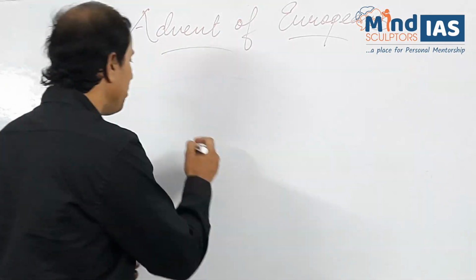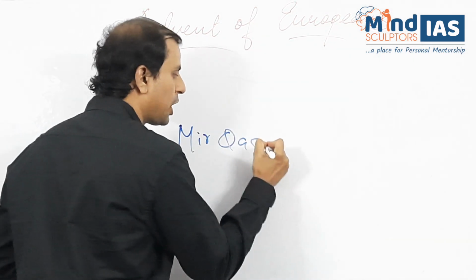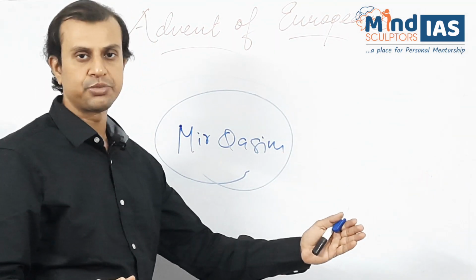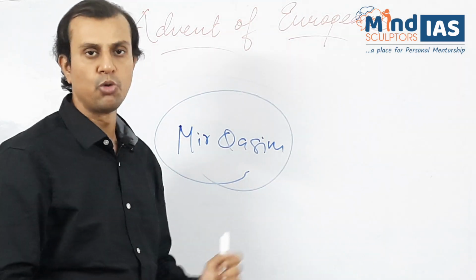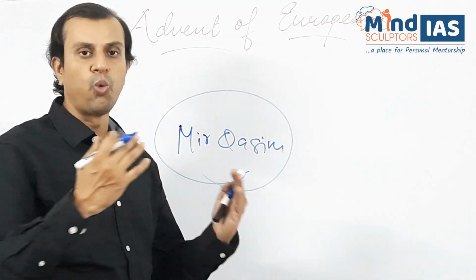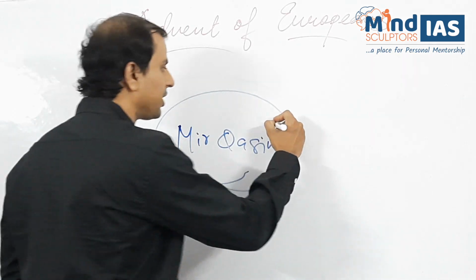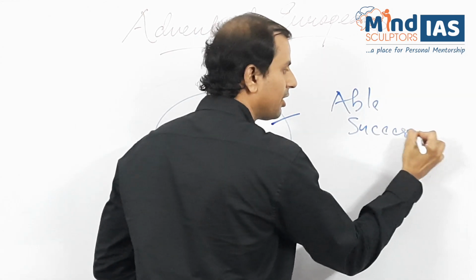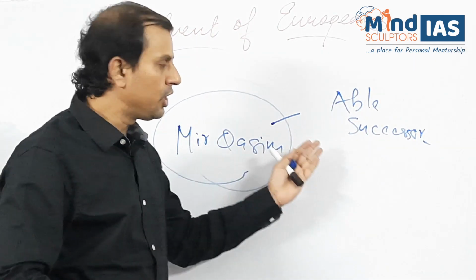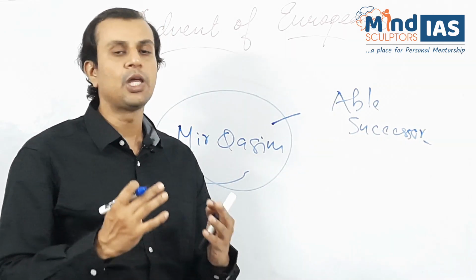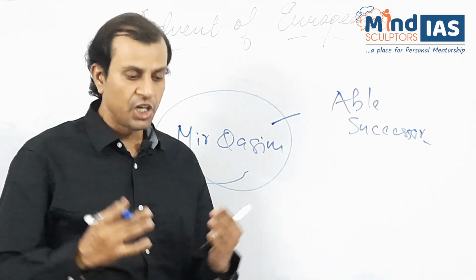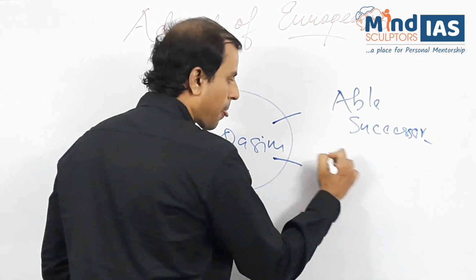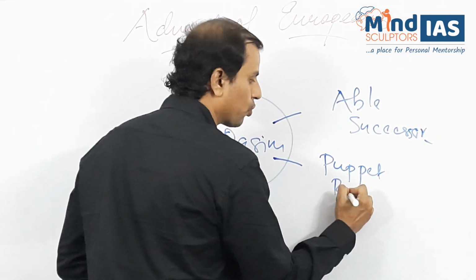Now, we can say Mir Qasim was the most able successor of Alivardi Khan. Of all the Nawabs of Bengal since Alivardi Khan, Mir Qasim was the most able successor. So one of the reasons why he went against the East India Company can be this. Now, he did not want to remain the puppet ruler of the East India Company. He wanted to emerge as an independent ruler. So we can also say he was against being a puppet ruler.